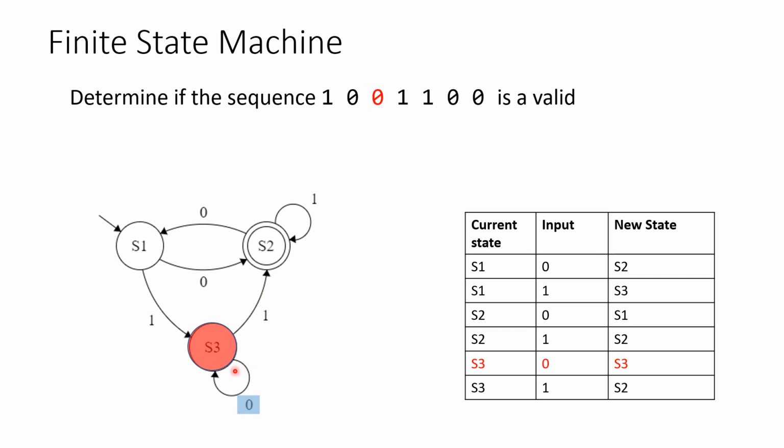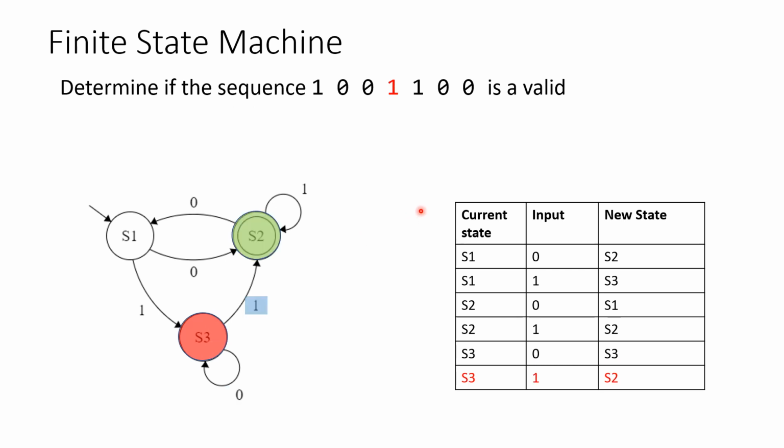We have another 0, again same situation, the current state is state 3, the input is 0 and the new state is also state 3, so that remains unchanged. The next input is 1 and we're on state 3, so therefore now our new state is state 2. And at state 2 our input is 1 and the output state of that input is state 2 as well, so we remain on state 2.